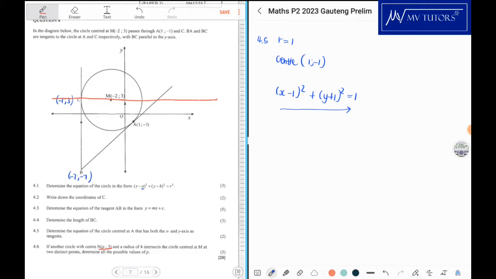So we have two options. Either you have the one circle on the left, so it has a bigger radius, or we have another circle on the right of this existing circle. Okay, and now we need to get all possible values of P.